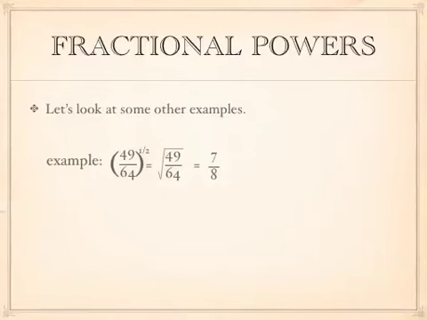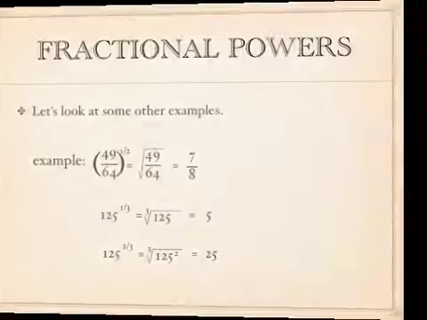Let's take a look at another one. How about 125^(1/3)? Now we've got the third root of 125 to the first power, or 5. 125^(2/3) is equal to the third root of 125 to the second power, which is equal to 25.